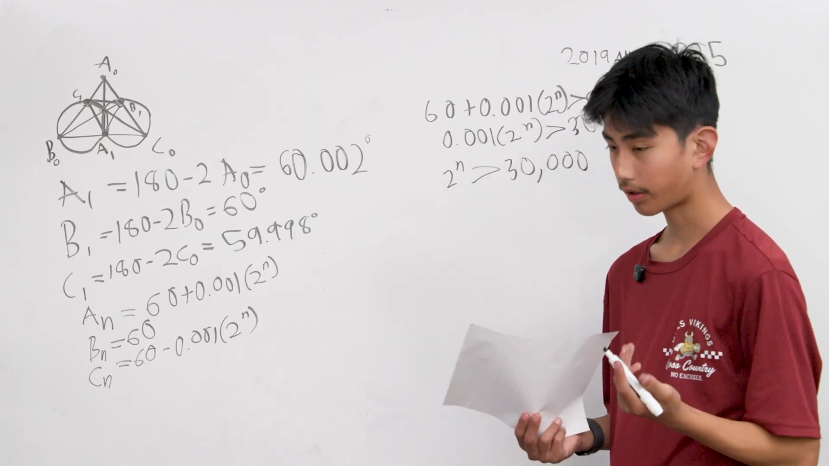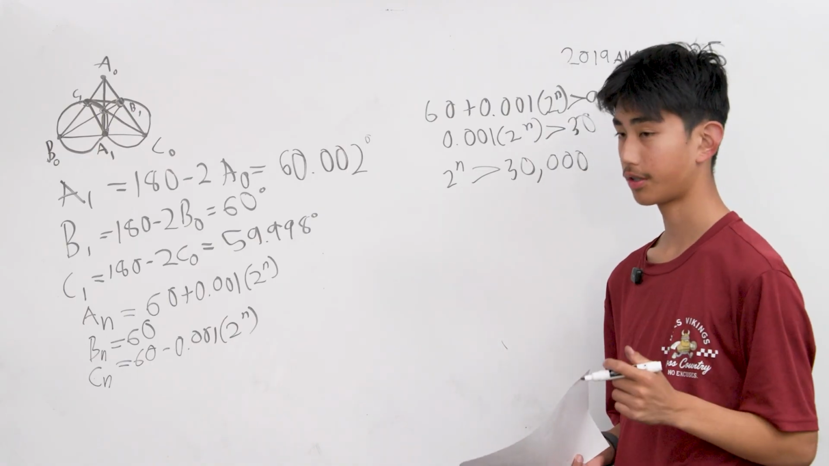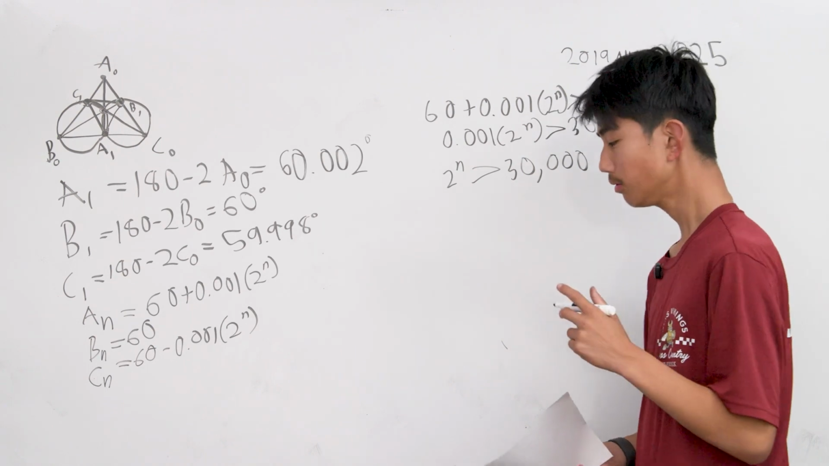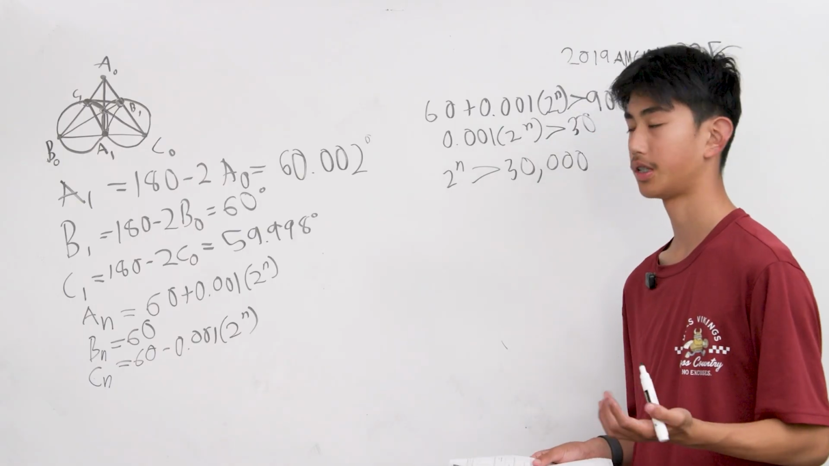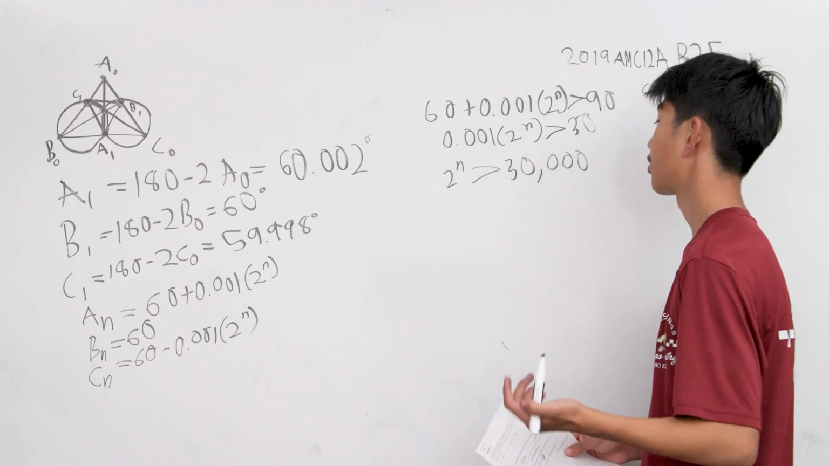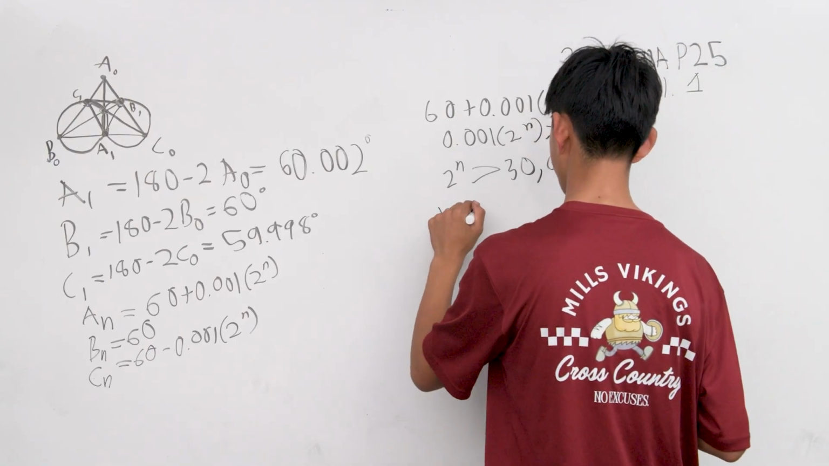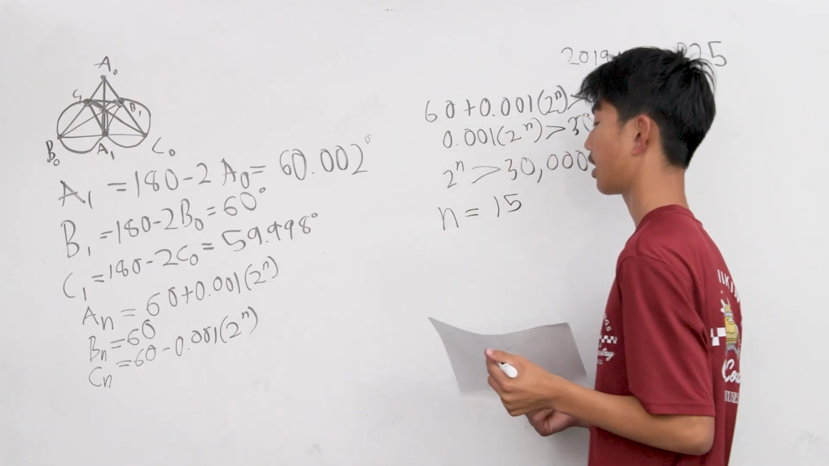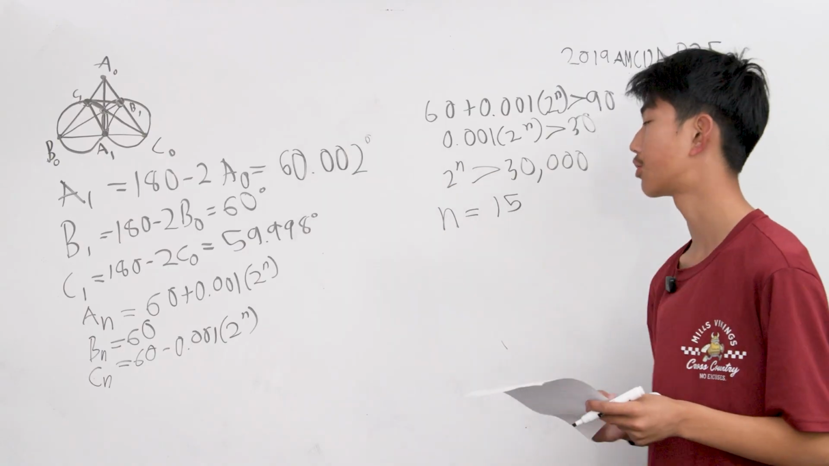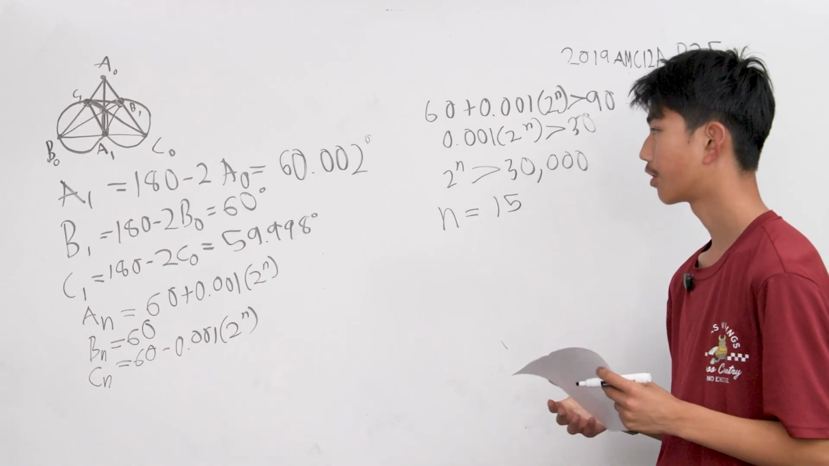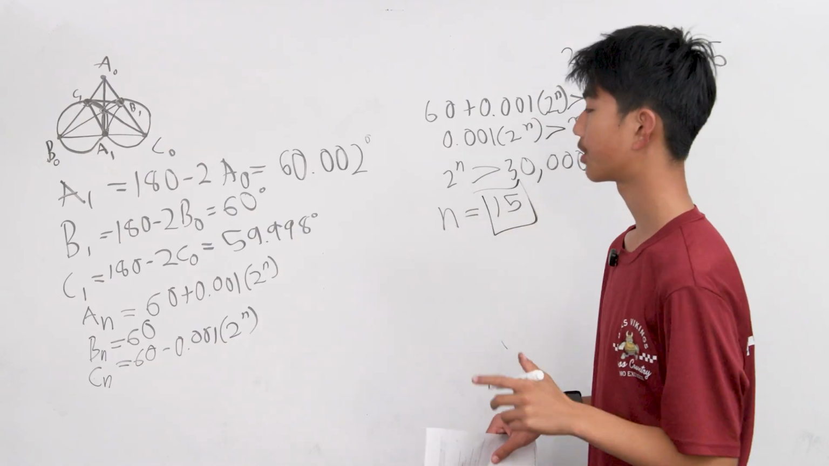And now you can use rough values. We know that 2 to the power of 10 is about 1,000. 2 to the power of 11 is 2,000. 2 to the power of 12 is 4,000. And right now you should probably be getting close. But we see that when n is 15, that's the first number of times you have to repeat this triangle process for the triangle to be an obtuse triangle. So this is going to be your answer and how we solve it for solution 1.